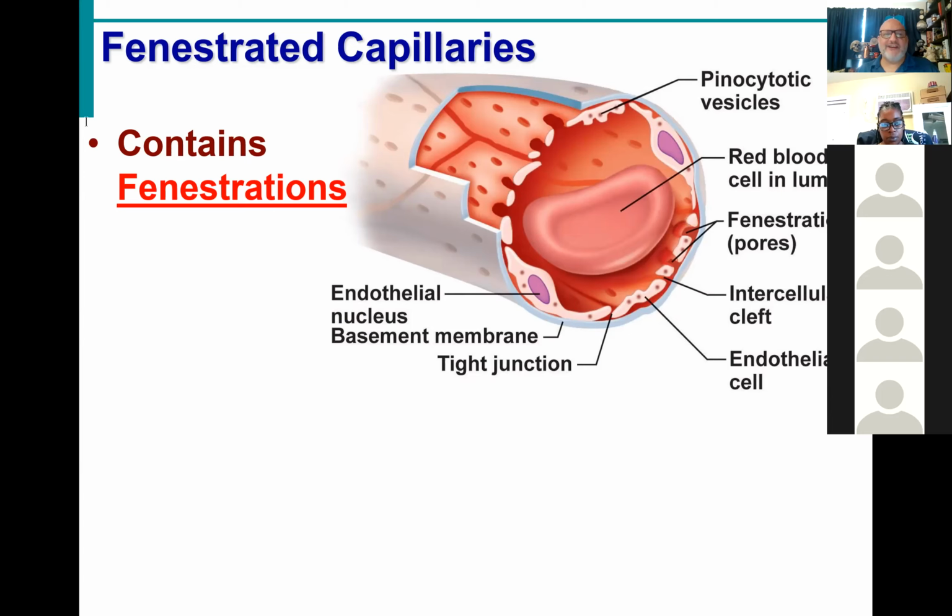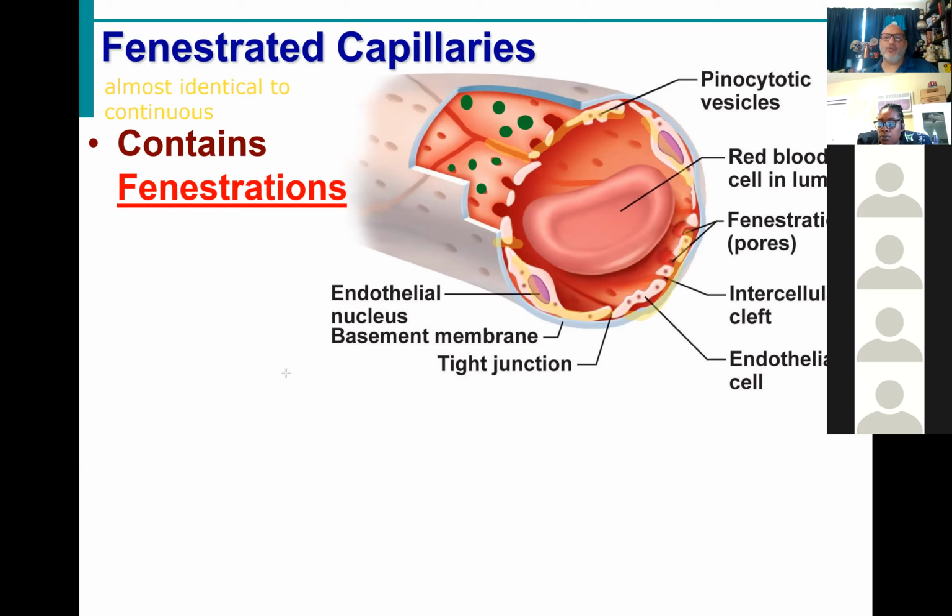Notice this one is almost identical to the continuous, with one big exception. Notice we have a complete layer of epithelial cells. We have those intercellular clefts in between them. But notice the big difference. The big difference here is that there are actually physical holes in the epithelial cells themselves. These physical holes, kind of like Swiss cheese, are what are known as fenestrations.